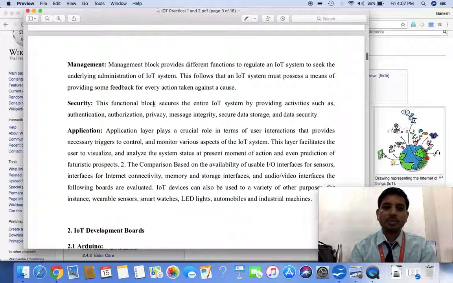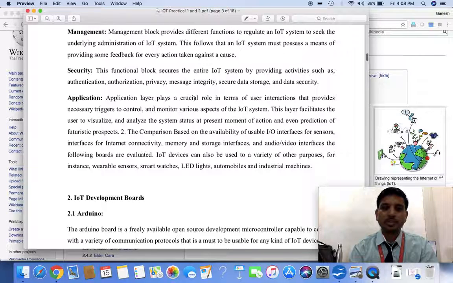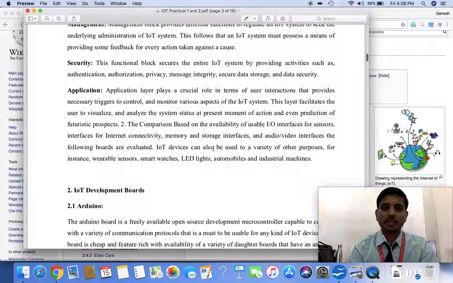And security. This functional block secures the entire IoT system by providing activities such as authentication, authorization, privacy, message integrity, secure data storage, and data security. The application layer plays a crucial role in terms of user intervention and user interaction, and provides the necessary triggers to control and monitor various aspects of the IoT system.